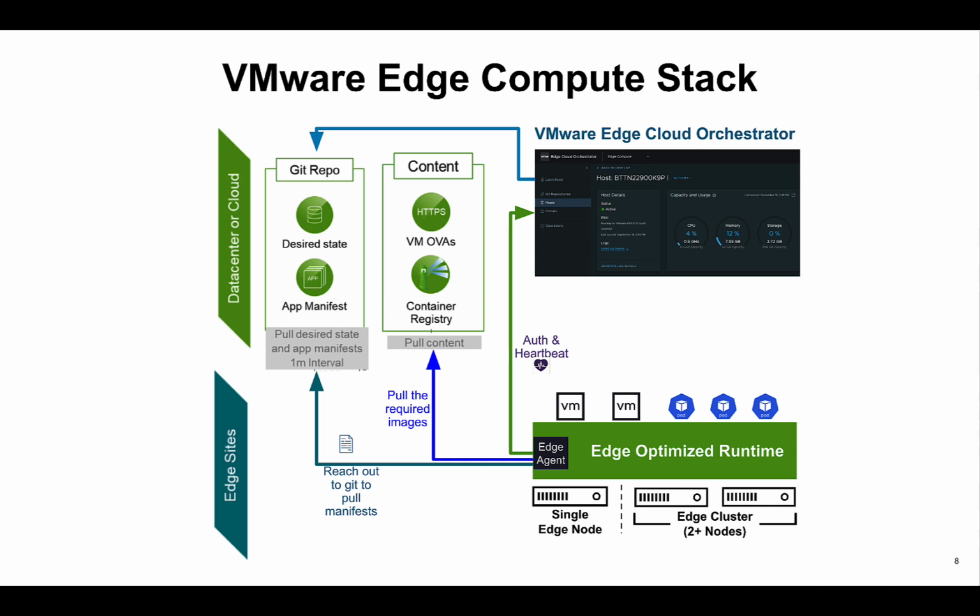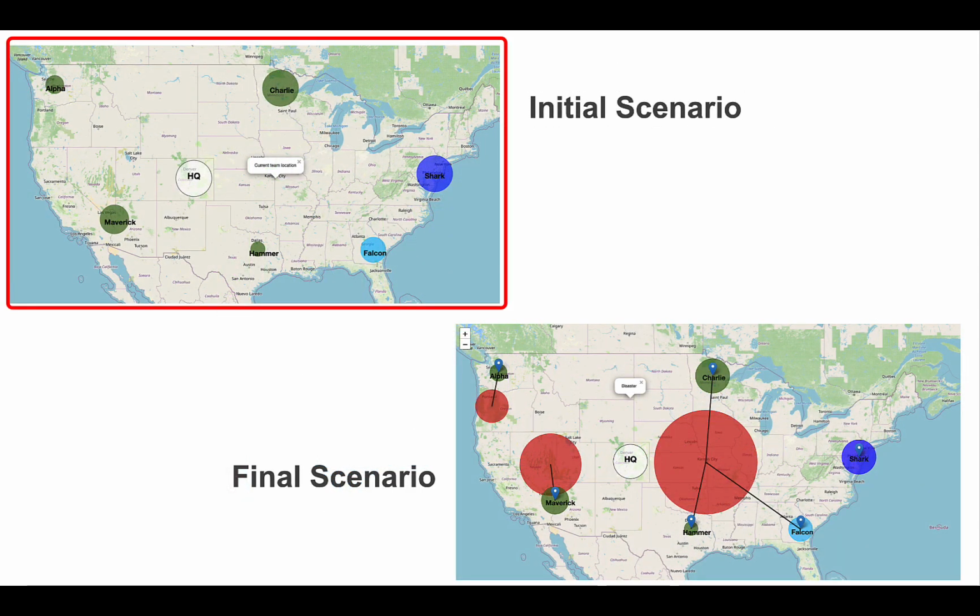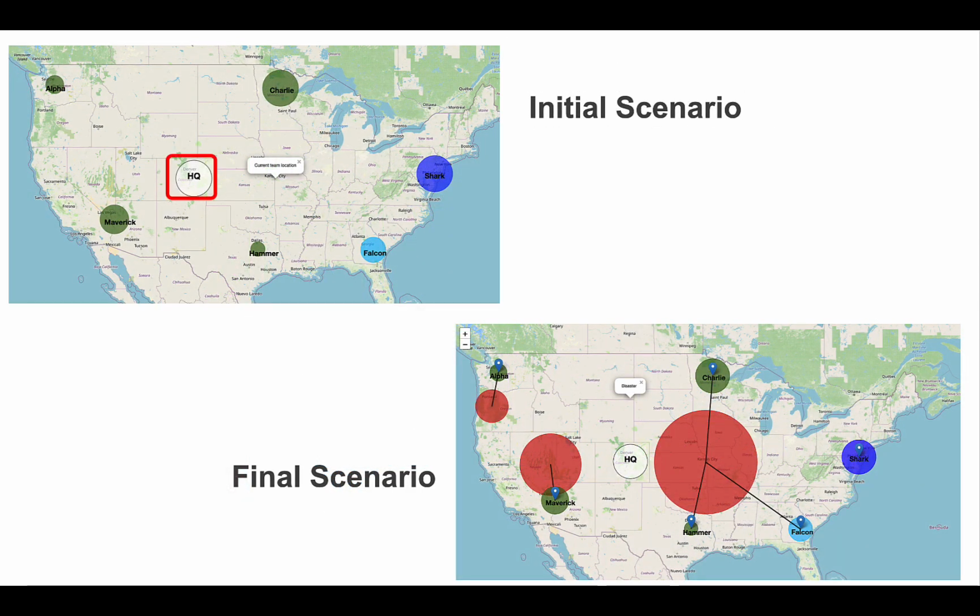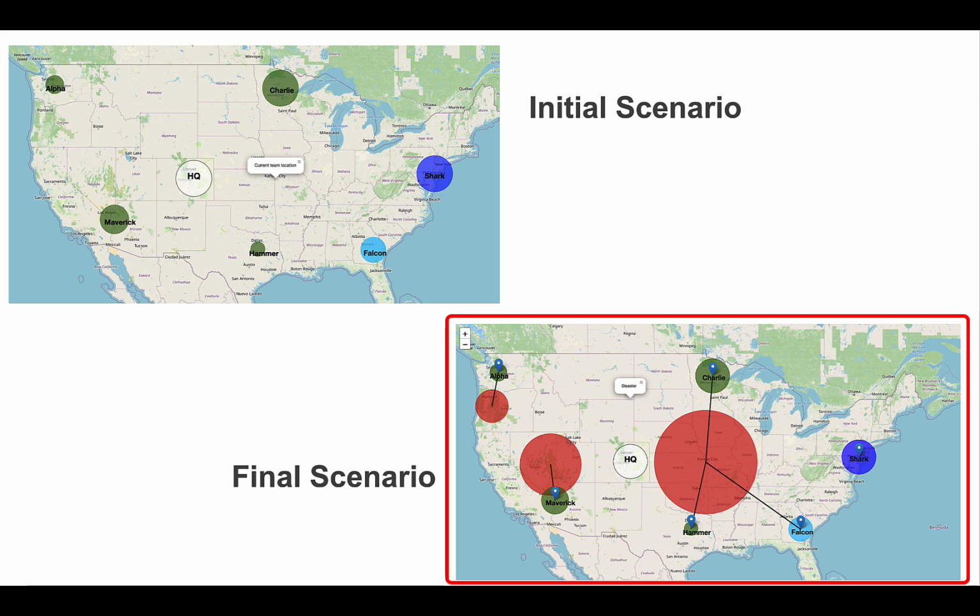In this demo, we begin our initial scenario from the top left image. The map shows the tactical headquarters located centrally in the country. The map also shows the different tactical units represented by the green and blue circles deployed for their various missions. During their missions, a natural disaster such as forest fire, represented by the red circles, breaks out in multiple locations due to excessive heat wave.